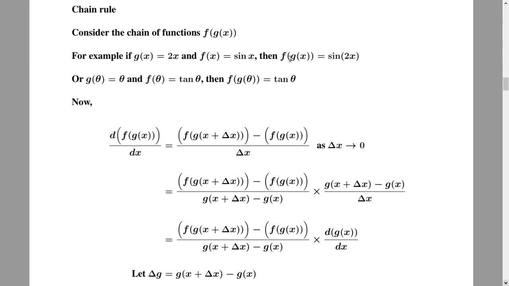right? So when you say f of g of x takes the input x, it would give 2x as the output. So f would get 2x as the input, and if f gets 2x as the input, the output is sine 2x, right? Similarly, if g of theta is just theta, and f of theta is tan theta, then f of g of theta will also be tan theta. So I put in this example just because it is relevant to our problem.